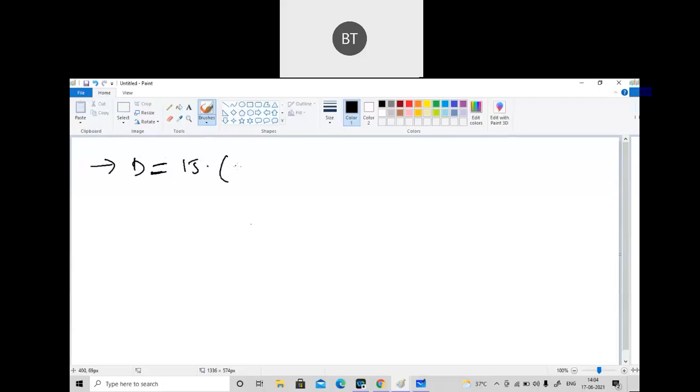So basically, directivity will be equal to 15 into (C by lambda) square into N into S by lambda. So this is the formula which I have told you. So what will we get from here? 15.